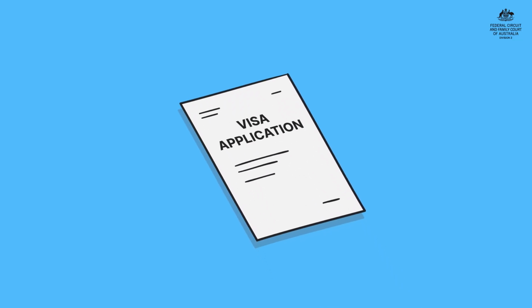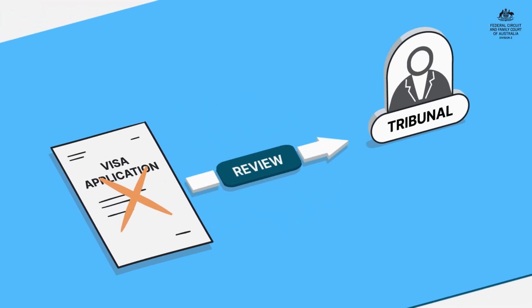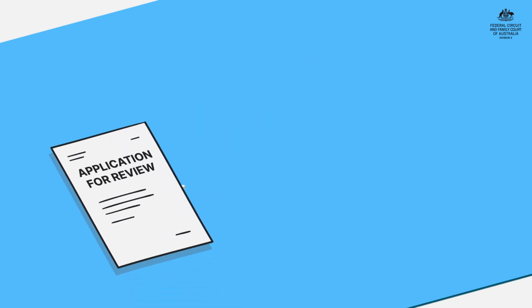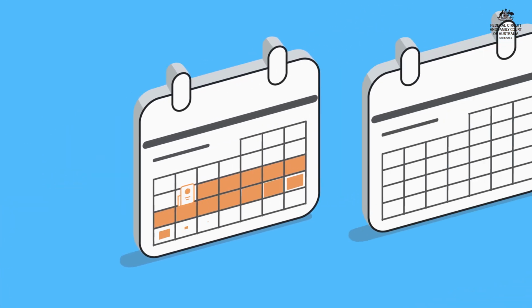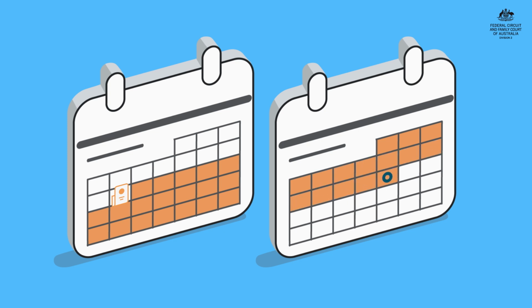If your visa has been refused or cancelled by a government representative, and your review by the tribunal was not successful, and you think the tribunal made an error, you may decide to apply to the Federal Circuit and Family Court of Australia for a review of the tribunal's decision. But only if you think the tribunal made a legal error. There are strict time limits for making an application to the court, usually 35 days from the tribunal decision.